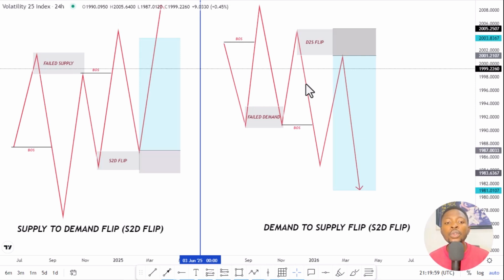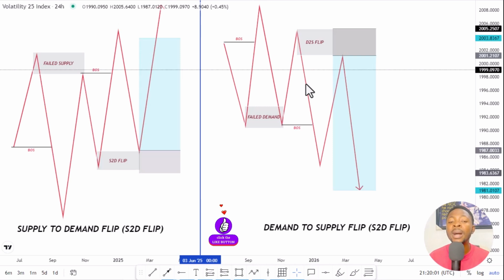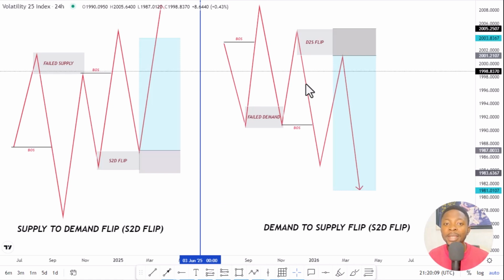You want to watch out for supply to demand flip in an uptrend continuation, and also demand to supply flip in a downtrend continuation. You know that we have two components of market structure: the substructure and also the minor structure. So in an uptrend, the substructure follows the expansion of price, while the minor structure follows the correction.